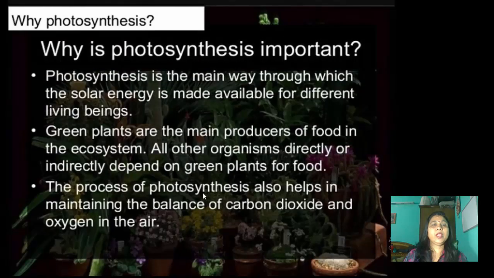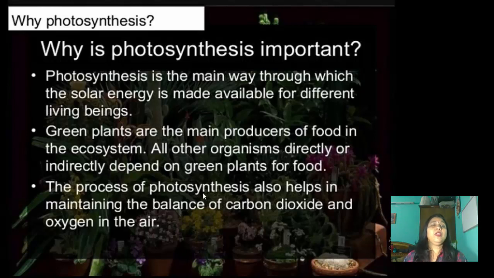Now, why is photosynthesis important? Photosynthesis is the main way through which the solar energy is made available for different living beings. Green plants are the main producers of food in the ecosystem, and all other organisms directly or indirectly depend on green plants for food. The process of photosynthesis also helps in maintaining the balance of carbon dioxide and oxygen in the air.